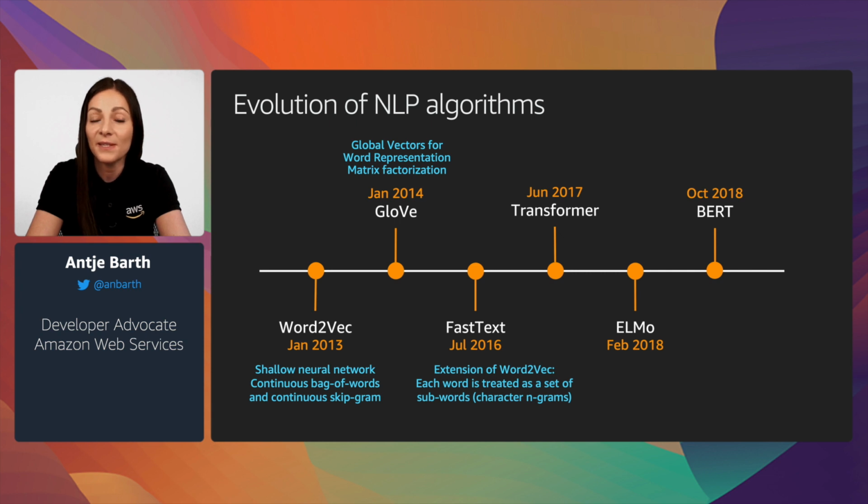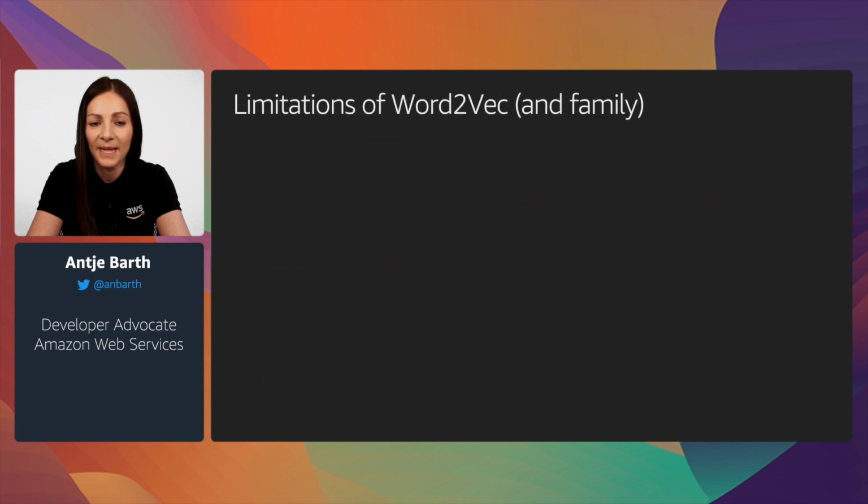Then in 2016, fastText appeared. And fastText, you can think of as an extension of Word2Vec. The difference here is that each word is treated as a set of subwords called character n-grams. But looking at those algorithms, they all have some limitations.